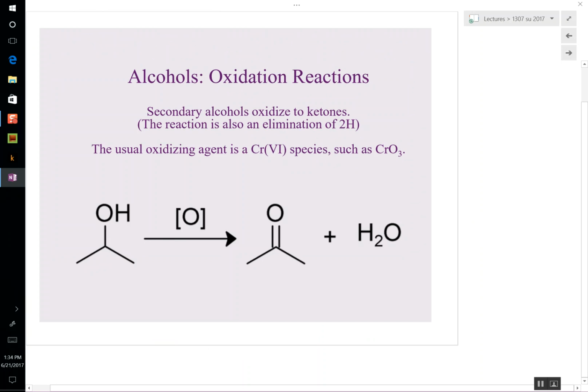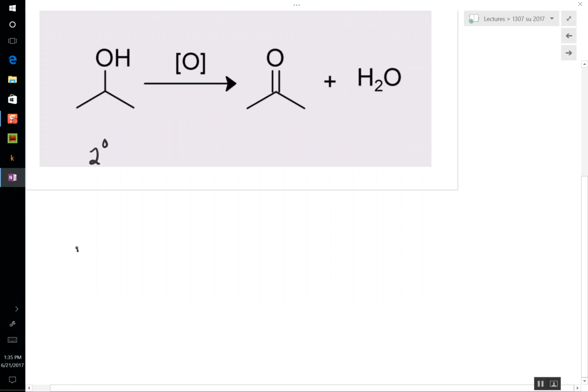Secondary alcohol. Here's your isopropyl alcohol. Secondary. Oxidizing agent. There is a hydrogen here. I mean, if we drew this molecule, this is what it would look like. Oh, I don't need a double bond there. Single bond. That's what the molecule looks like to begin with. Isopropyl alcohol. 1, 2, 3, 4 bonds around it.